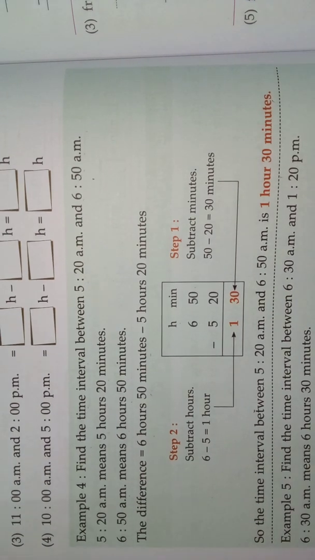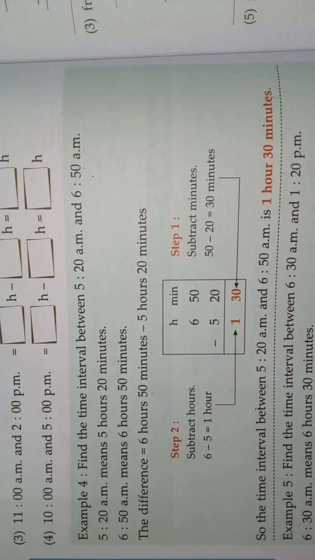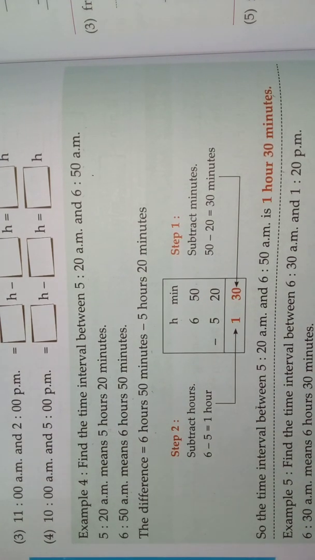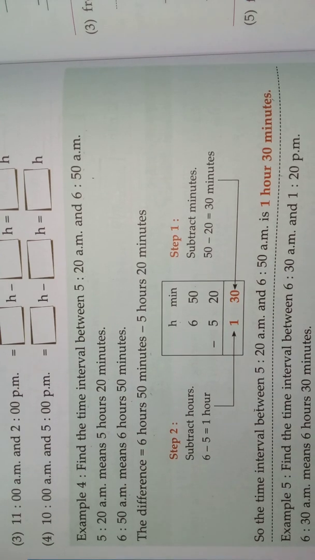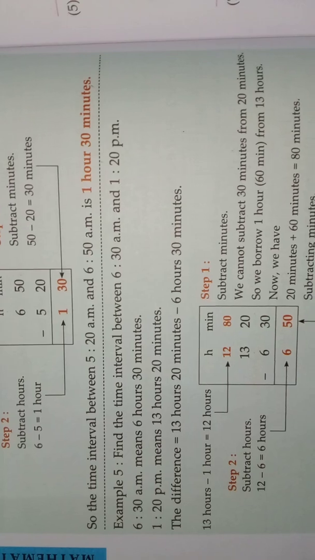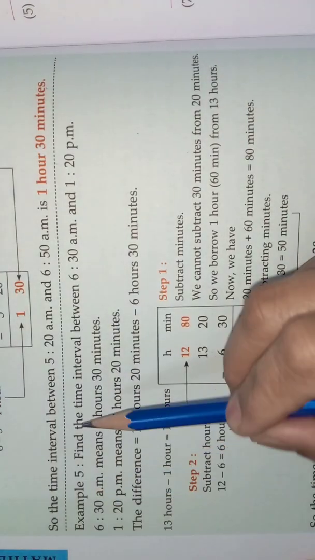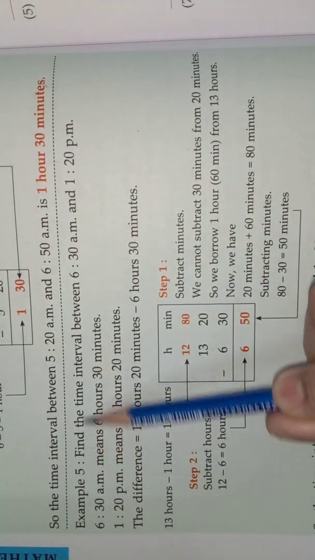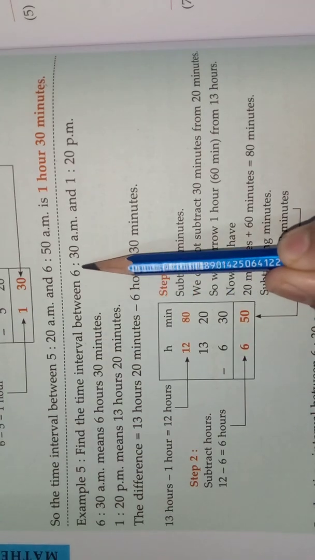Okay. Come, we will see the assignment 13. Next page, go to next page and we will do that. Okay, before going to the assignment, come children, we will see the example 5. Okay, one more example in this. Find the time interval between 6:30 a.m.